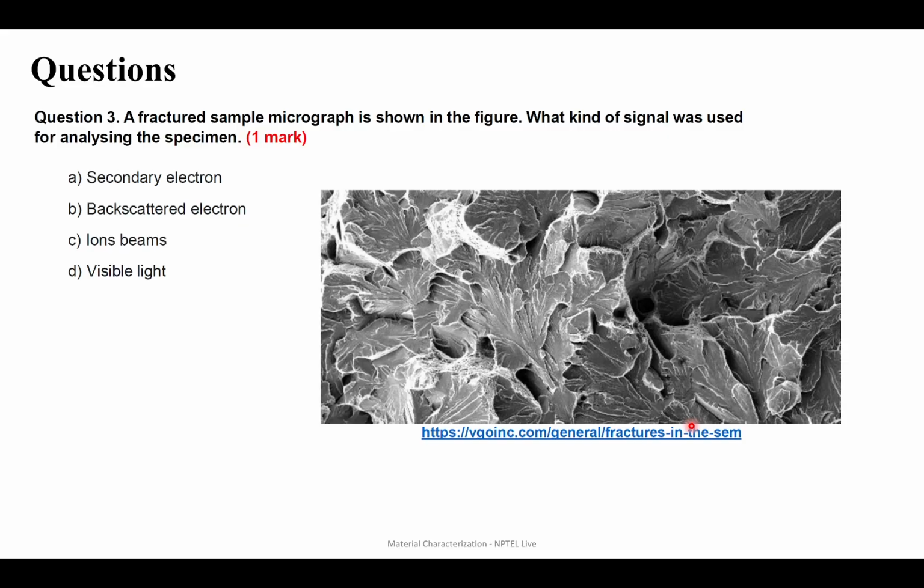A fractured sample micrograph is shown in the figure. What kind of signal was used for analyzing the sample specimen? Secondary electron, backscattered electron, ion beams, visible light.